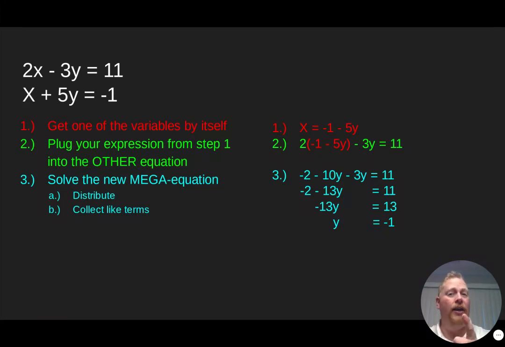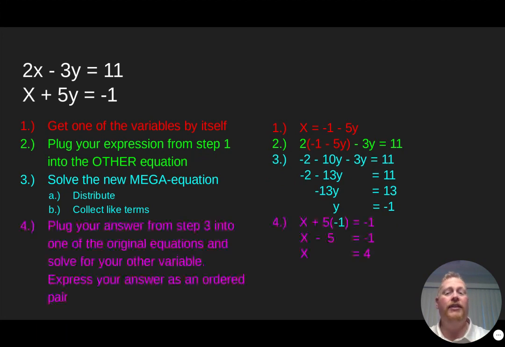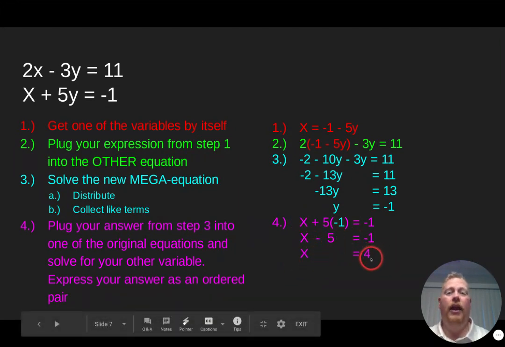So I now have y, I still need x. So that's step 4: I'm going to take the fact that y equals -1, and plug that back into one of my original equations. I happen to choose x plus 5y equals -1. I could have chosen 2x minus 3y equals 11, but I took x plus 5y equals -1, and where the y used to be, I plugged in -1. So now I have x minus 5 equals -1, and then I get the x value of 4.